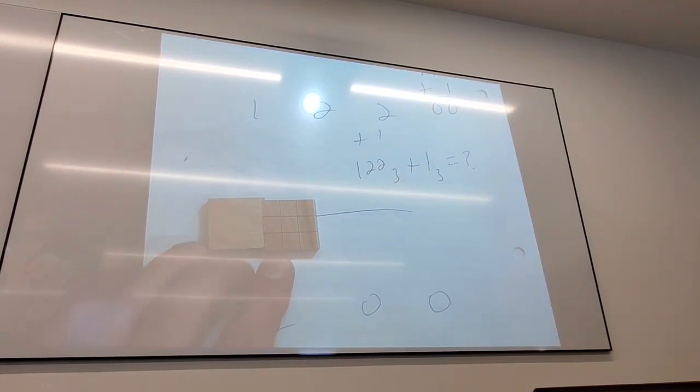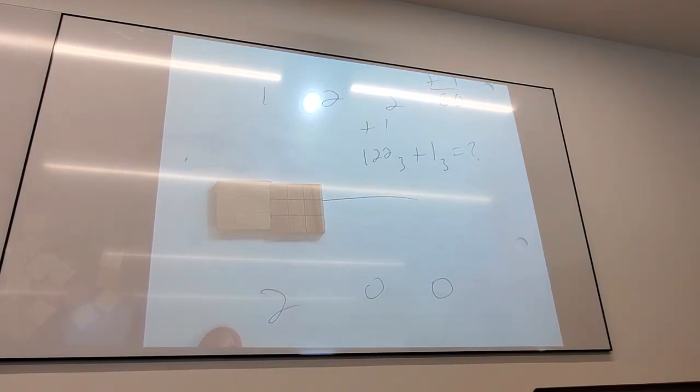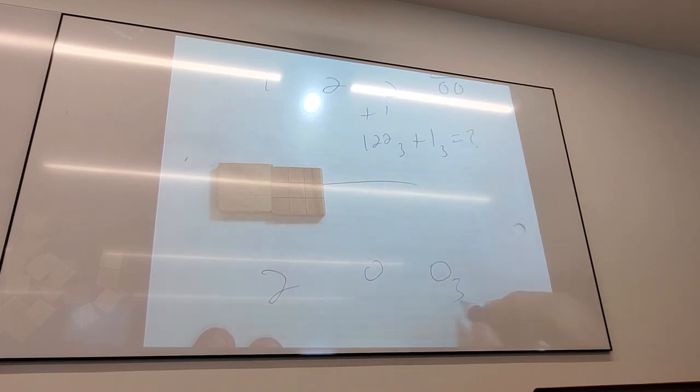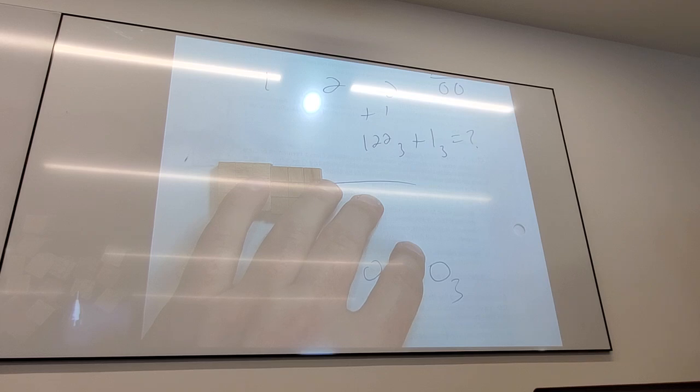So 122 base 3 plus 1 base 3 is 200 base 3. Freaky. Would you have predicted that to be true? Probably not. Does it make more physical sense to you now?